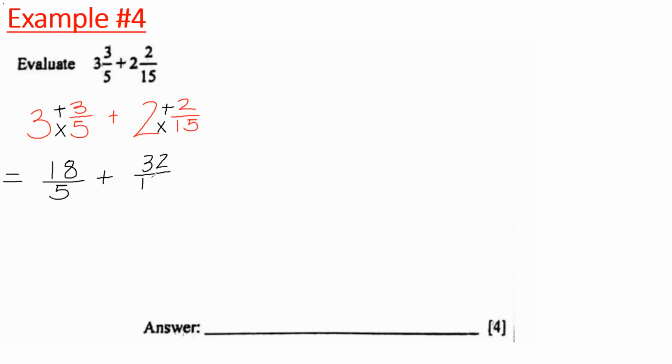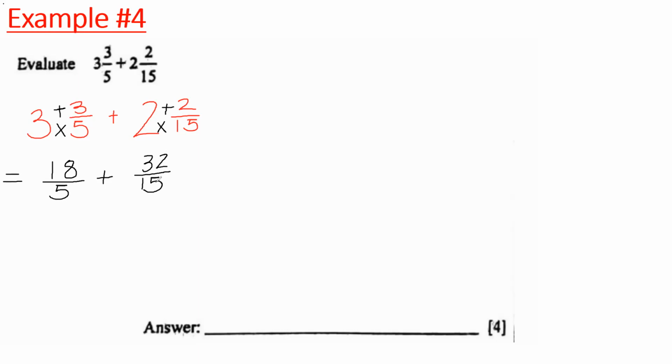So what did we do? The first thing we did was take 3 and 3 over 5 and convert it into an improper fraction. We say 3 times 5, which is 15, plus 3, which is 18. So we have 18 over 5. Plus, then we have 2 times 15, which is 30. 30 plus 2 is 32 over 15.